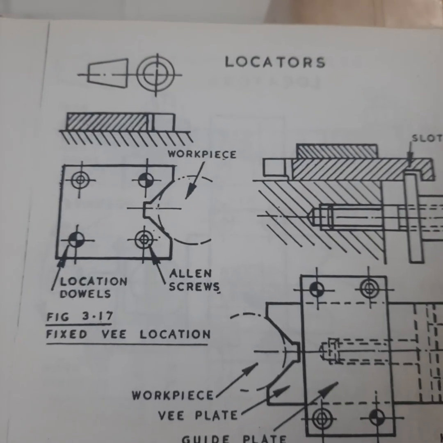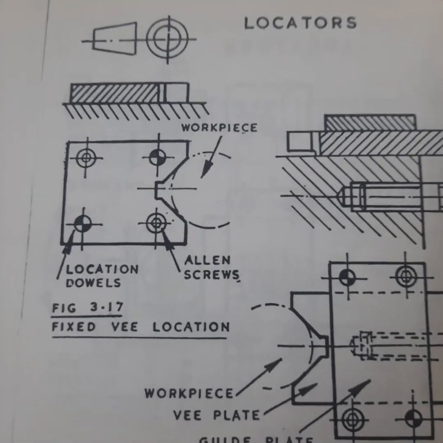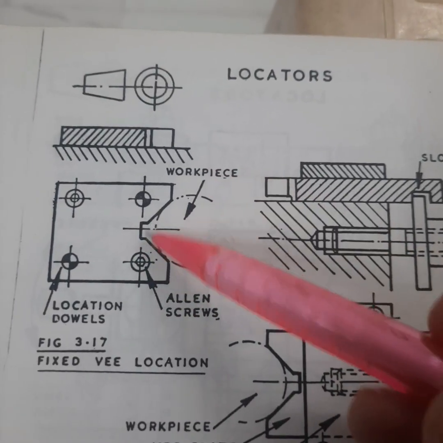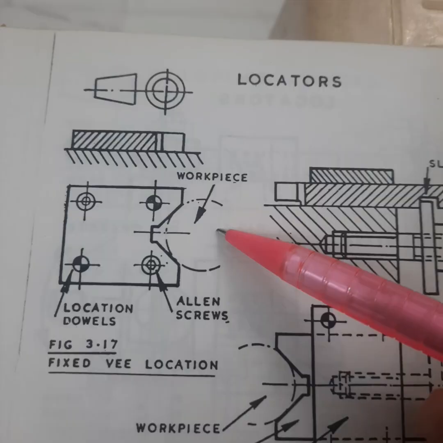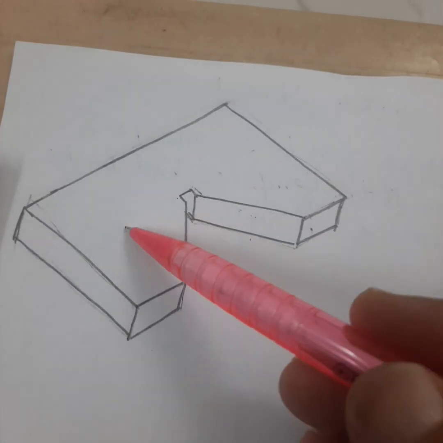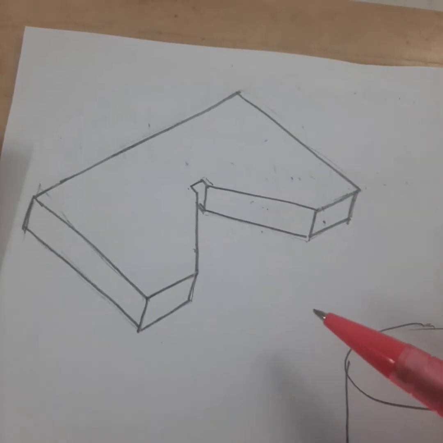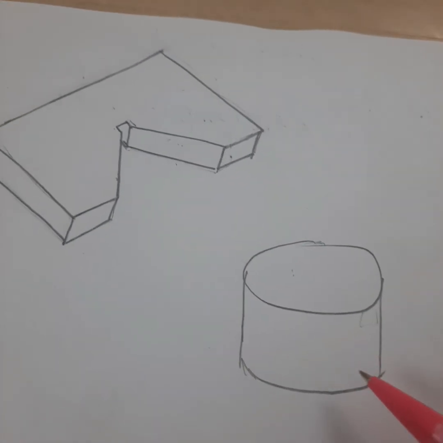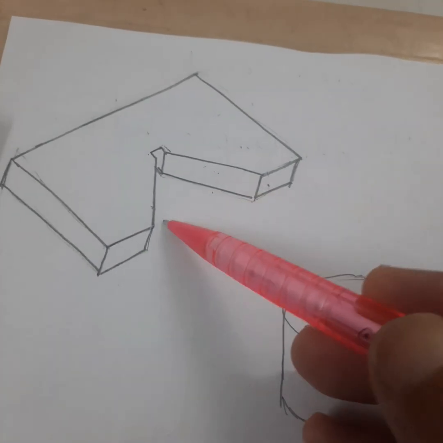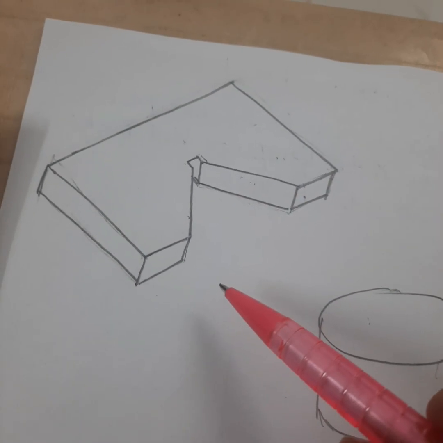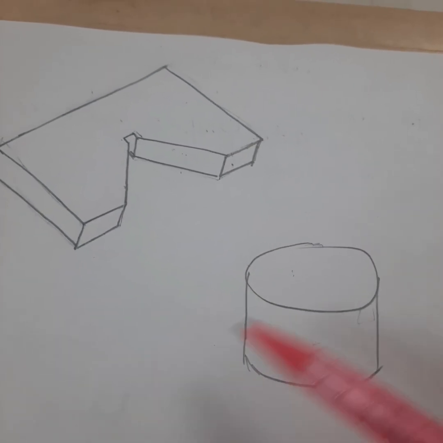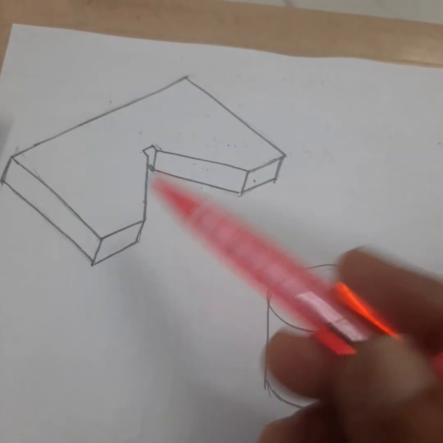So what is V location? This plate has a V groove for locating the workpiece. This is the isometric view of the V locator. We can fix this on the base of a jig or fixture, and the component is pushed until the cylindrical surface of the component is touching the V surface of the fixed V locator. We are able to constrain 5 degrees of freedom of this component using this fixed V locator.